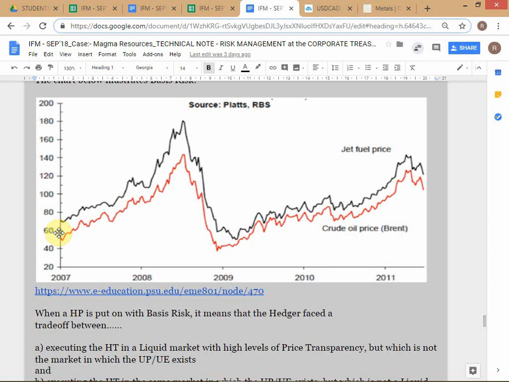That is one of the options. You can decide the size of your hedge position. If you set up the hedge position in such a way that the amount of money you lose on the hedge position will be exactly equal to the amount of money you make on the underlying position, or vice versa, that is called a 100% hedge. That means you have hedged 100% of your exposure.